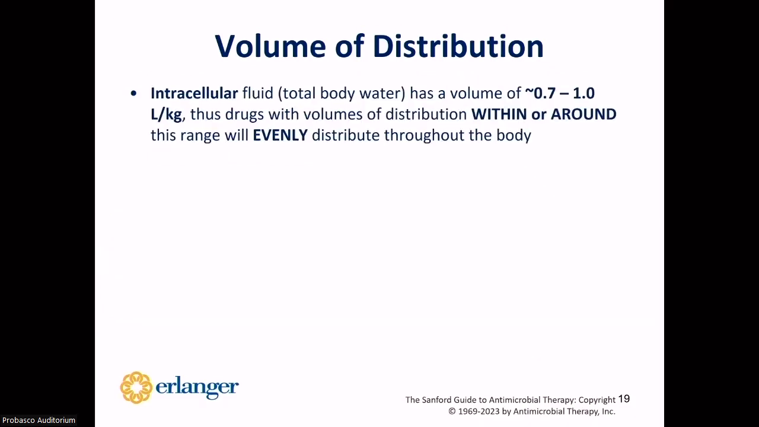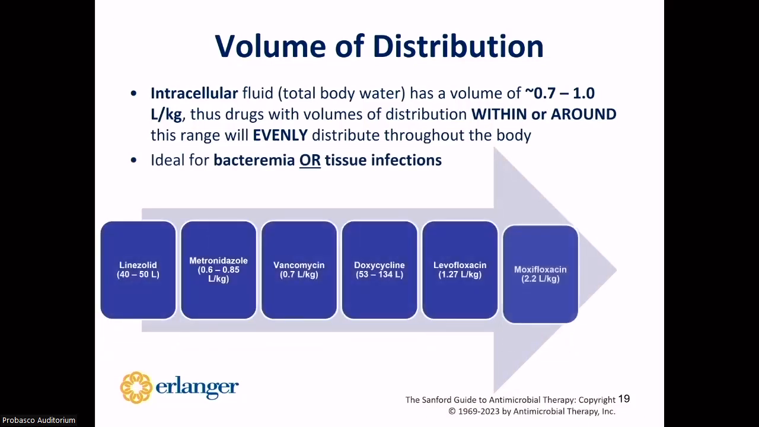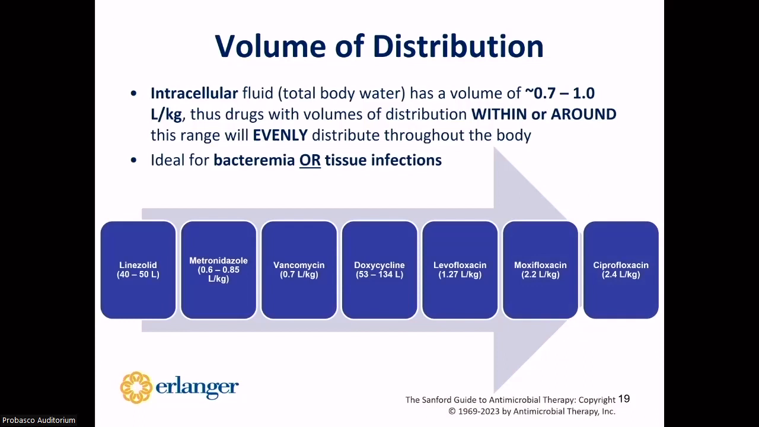Intracellular fluid has a volume of roughly 0.7 to 1.0 liter per kilogram. Thus, drugs with volumes of distribution within or around this range will evenly distribute throughout the body. With that being said, these drugs can be used for bacteremia or tissue infections. We've got linezolid, metronidazole, vancomycin, doxycycline, and the various fluoroquinolones.